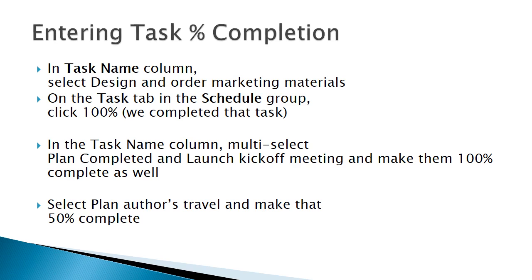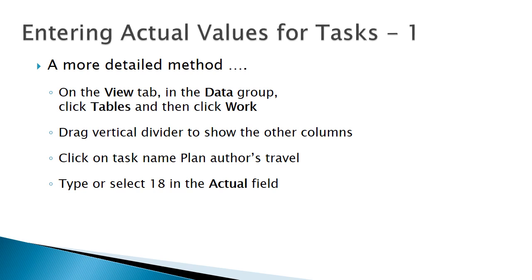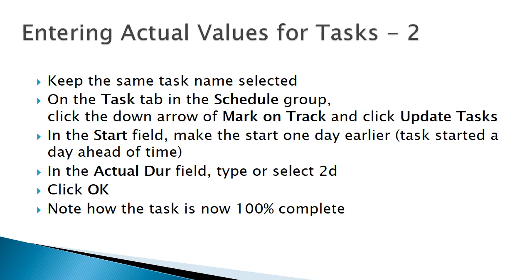We used the percent complete buttons in the Schedule group of the Task tab to update progress. We noted the check marks that appear in the indicator column when tasks were 100% complete. Using the Work table found in the Tables function of the Data group of the View tab, we were able to enter actual work and other values. We used the Update Tasks function to change the start date and the actual duration.